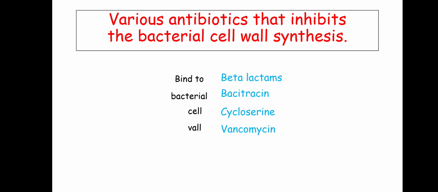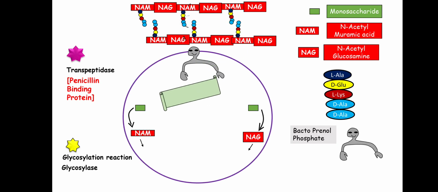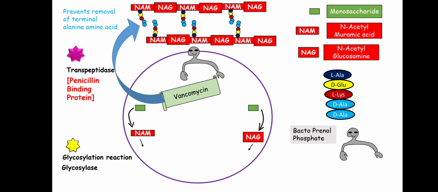Now coming to our last drug, that is vancomycin. So vancomycin mainly acts in this place, and what it does here is it prevents removal of the terminal alanine amino acid. It will come and bind with the D-alanine, and it will inhibit its removal, which takes place during the transpeptidation reaction. Plus it also works over here, meaning it will also inhibit the enzyme required for the glycosylation reaction.